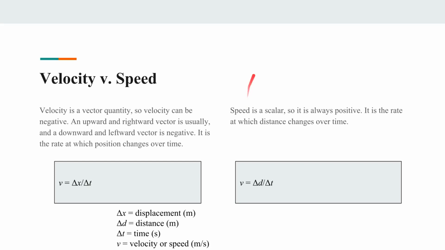Speed, however, is a scalar. You don't need direction. If you put direction, it becomes a vector and you turn it into velocity. So speed is a scalar, so it's always positive. It is the rate at which distance changes over time. So here are two equations. We use v for both velocity and speed. We have delta x for displacement, delta d for distance, and delta t for time.